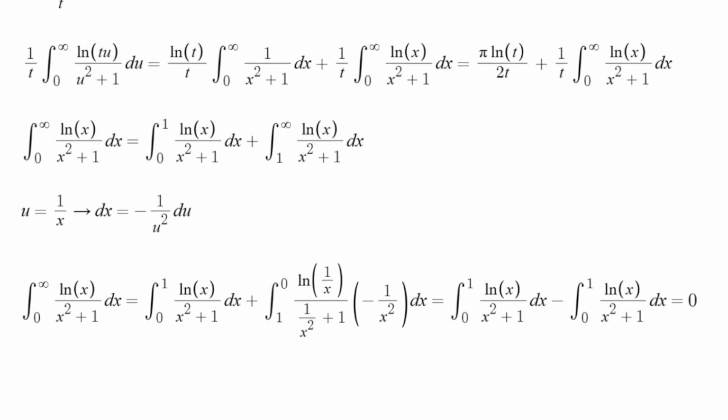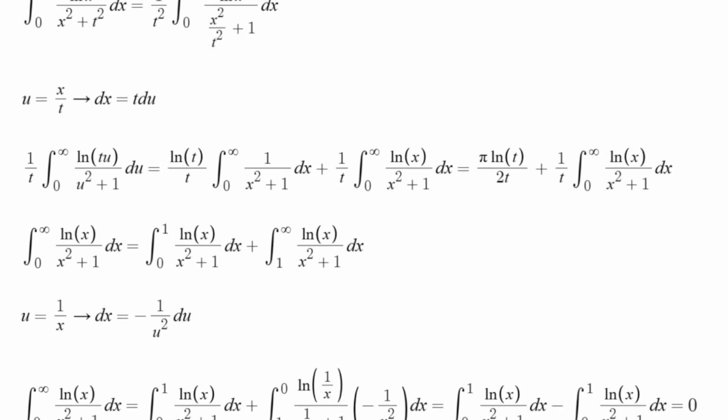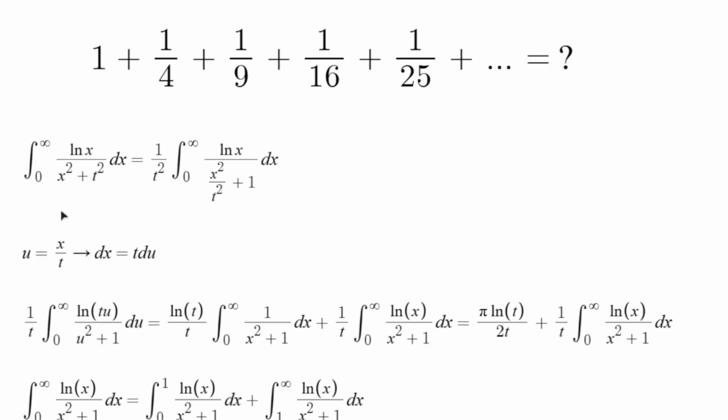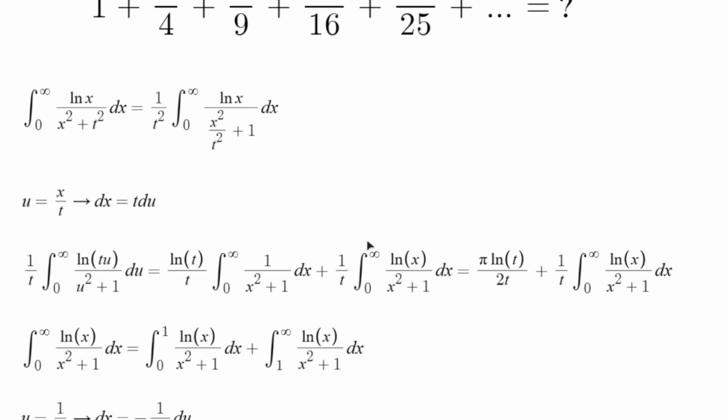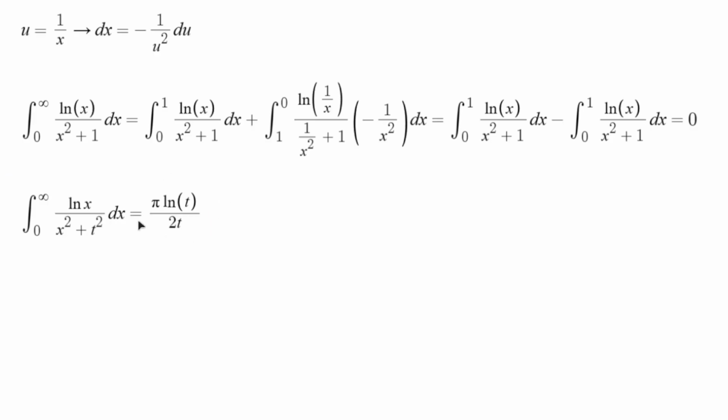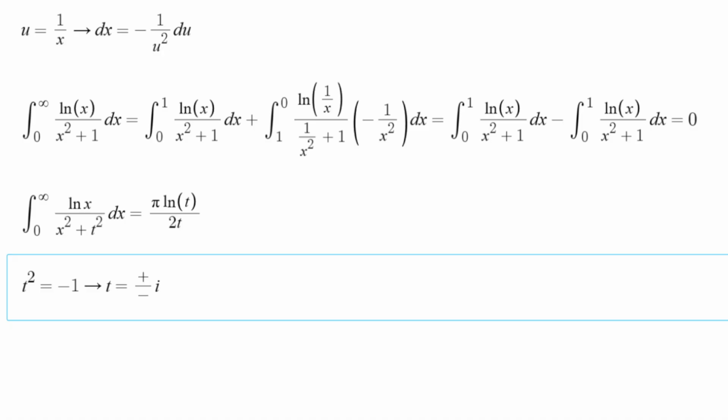And then, finally, we have this. Don't forget, this is what we started with. All the way up here, all this work was done just to show that this is equal to this. All right, so now that we have that, let's continue. Let's let our t squared equal -1. So that implies that our t is equal to plus or minus i. And it doesn't matter which version we choose, we end up getting the same thing.